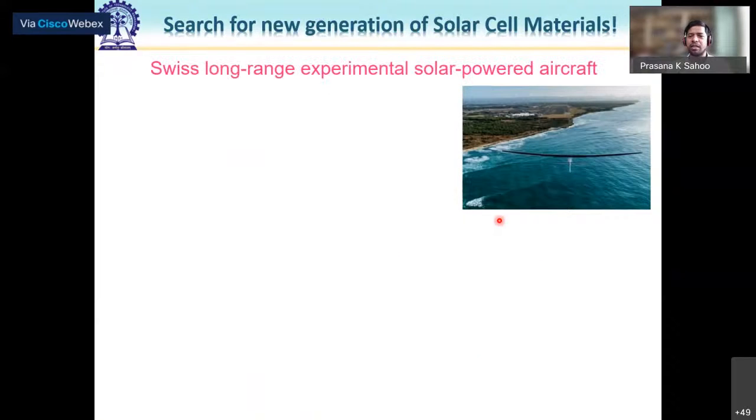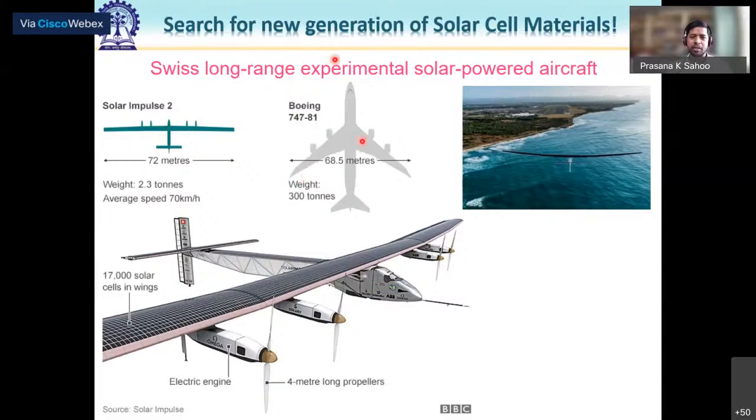Not only that, in a bigger objective, you think about the Swiss long-range experiment on solar power aircraft. You can think, if you compare to your typical Boeing airplanes, its weight is around 300 tons. That can carry more than 500 people, along with the other accessories. But as a proof of principle, they tried to run these solar aircraft, and these have 17,000 solar cells.